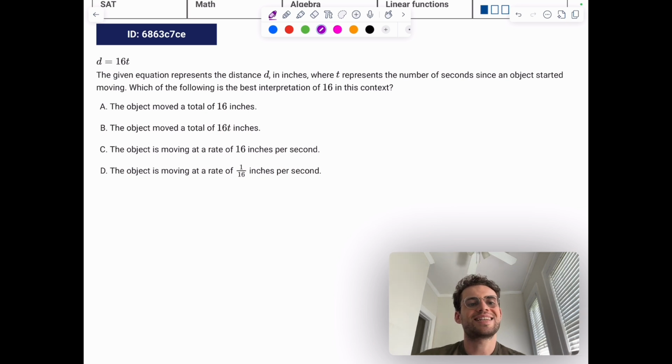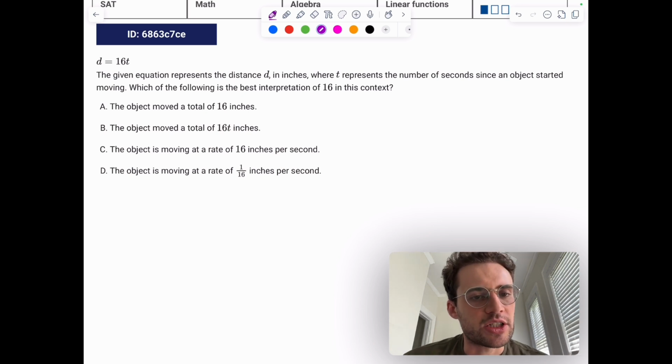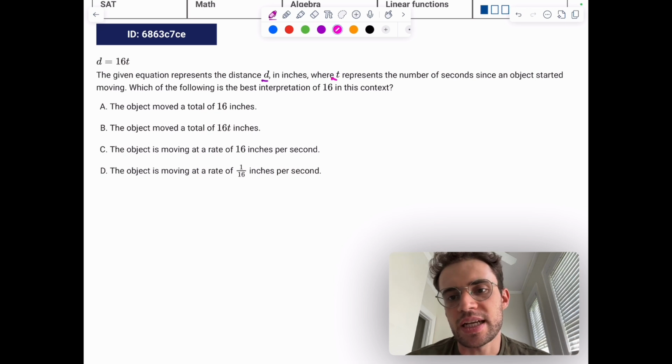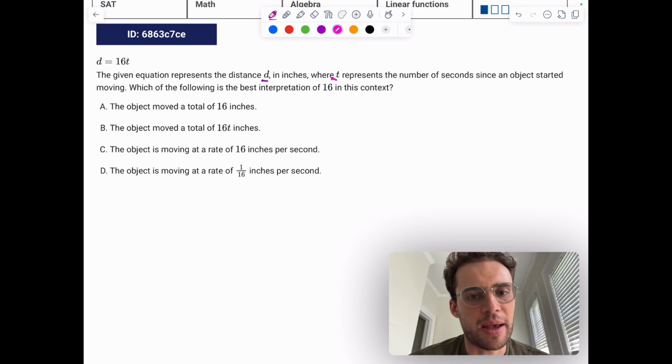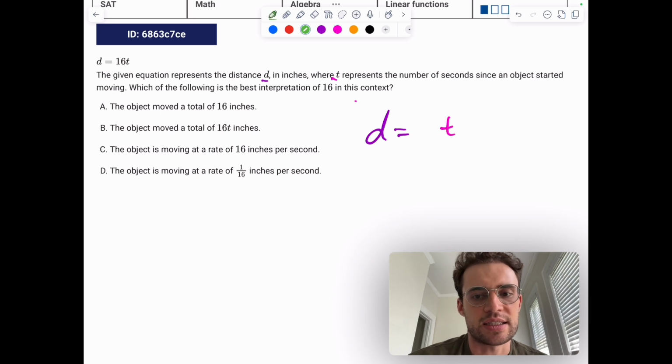D equals 16t. The given equation represents the distance d in inches, where t represents the number of seconds since an object started moving. Which of the following is the best interpretation of 16 in this context? It's giving us distance equals something times the time that it's traveling, and 16 is that something.